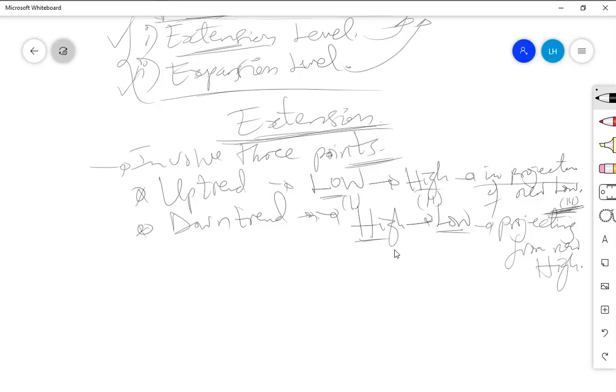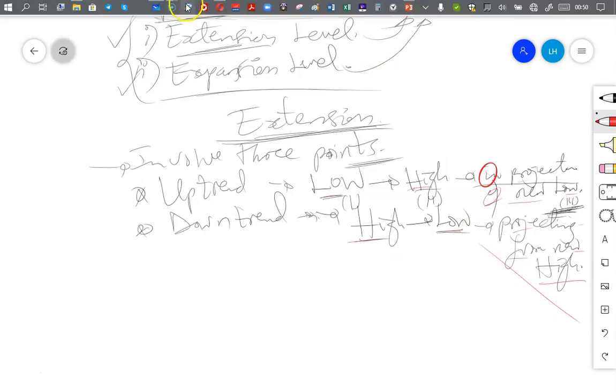So even here it's supposed to be, we remove this. Now it is low to high, projecting from a new low. So here it is high to low, projecting from a new high. So that's how we are going to carry out the projection levels. Now let's see on TradingView.